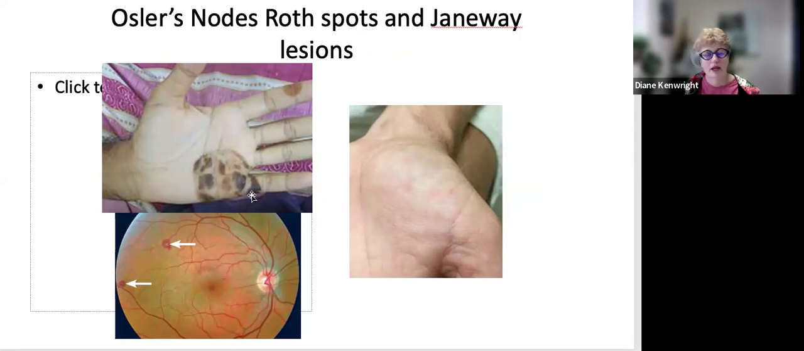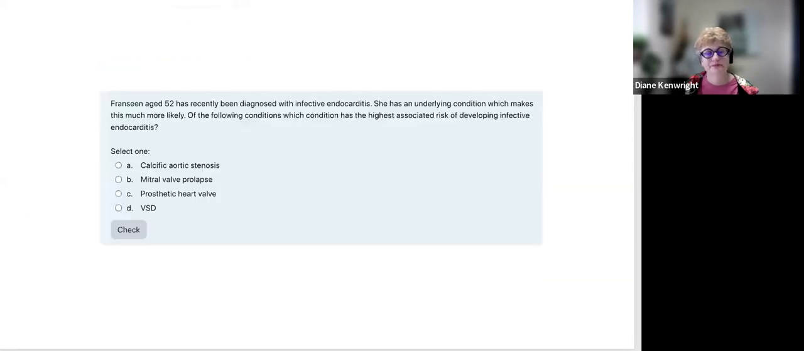Here we go. These are Roth spots. Sorry, these are Osler's nodes. The fingers here, these are small, painful, and flat. These are large and lumpy. They do actually look a bit like the skin's had some necrosis there. And in their retina, you can see these things called Roth spots. So they're all clinical features of cardiac emboli.